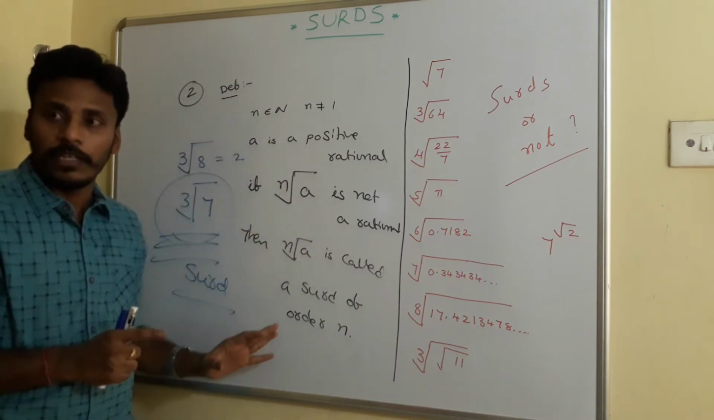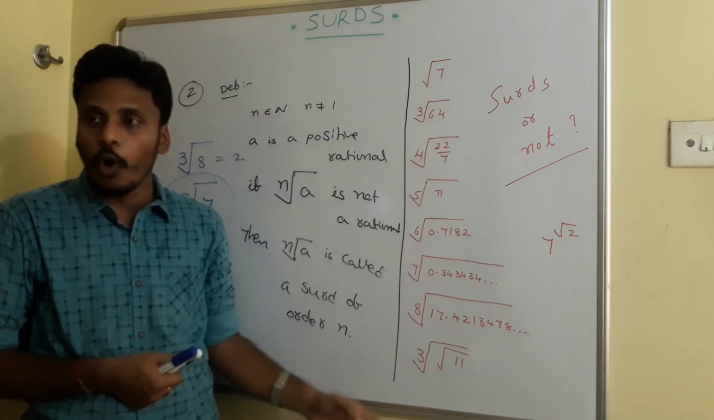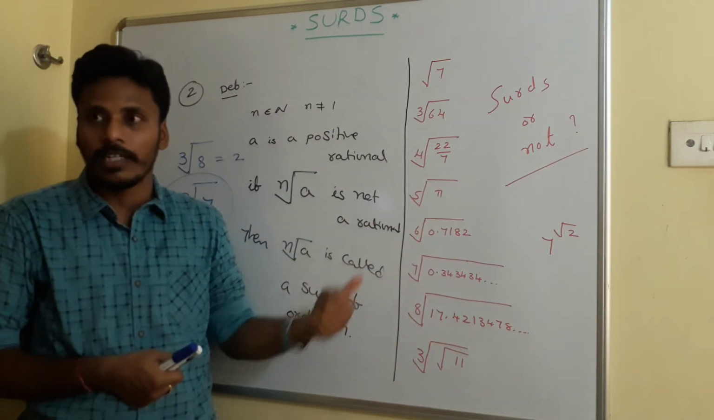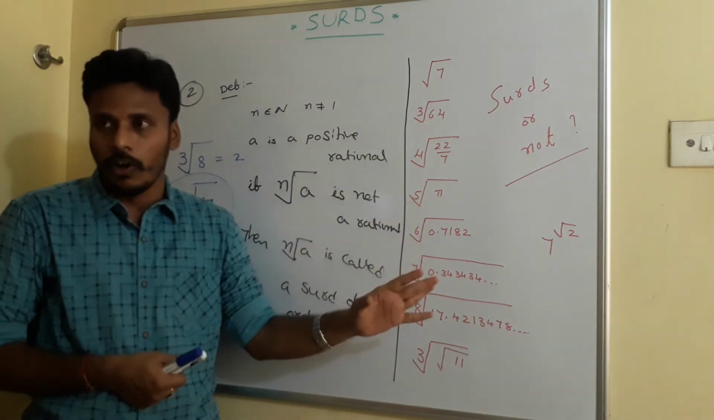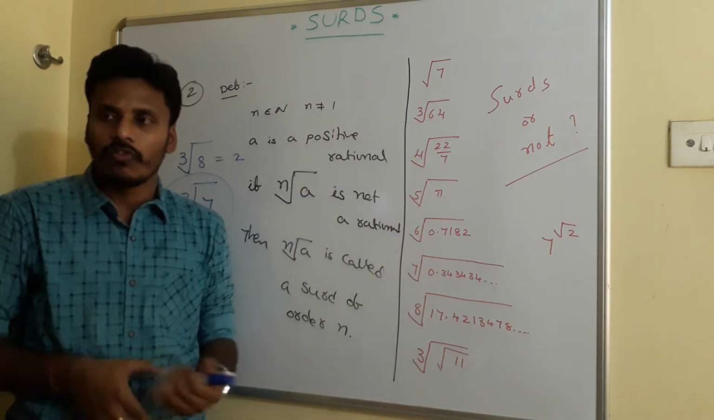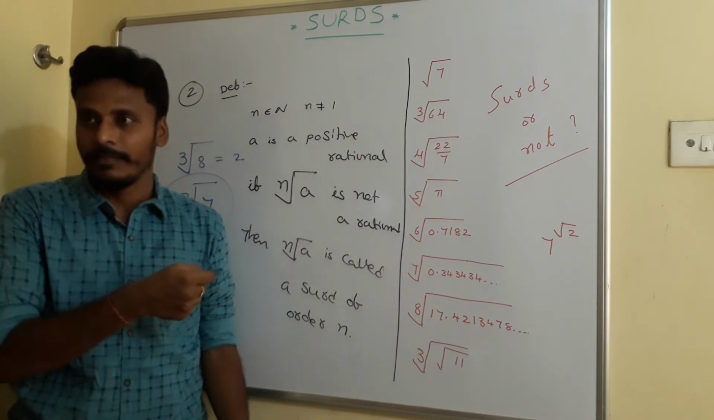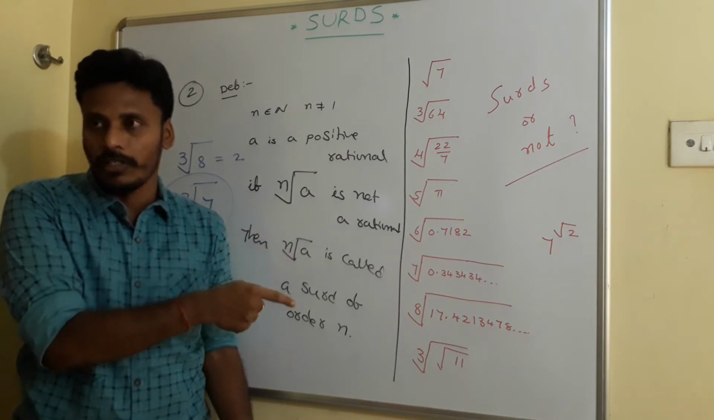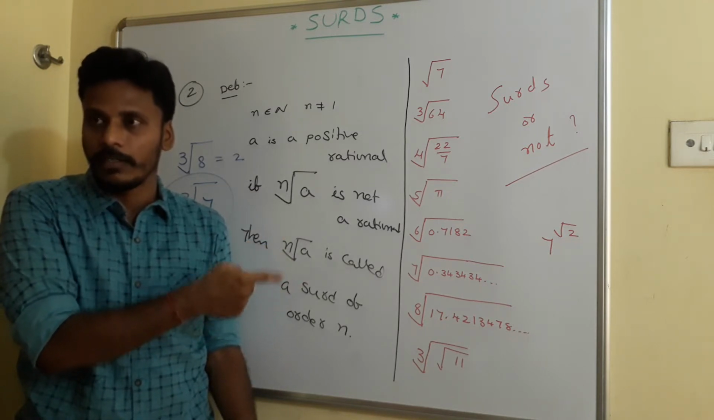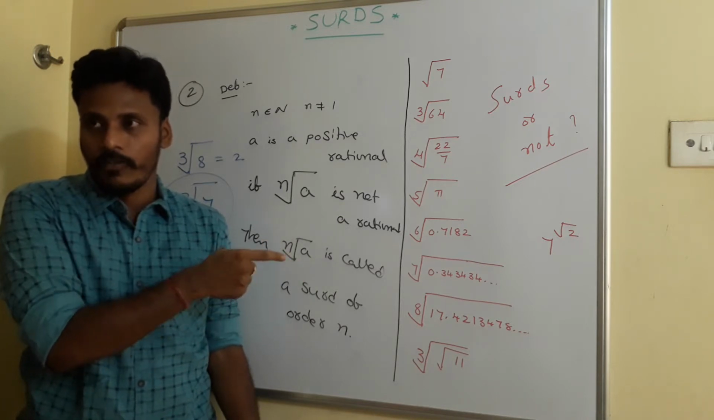So by this definition, I am going to check whether the following numbers are surds or not. That's why I mentioned them here. Just have a look. Try in your own way to decide whether they are surds or not, and I will tell you which are surds and which are not within a fraction of seconds. Look here.